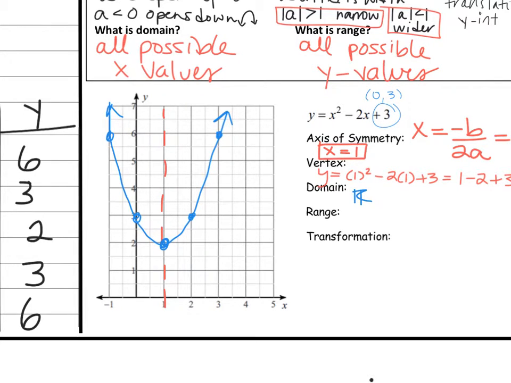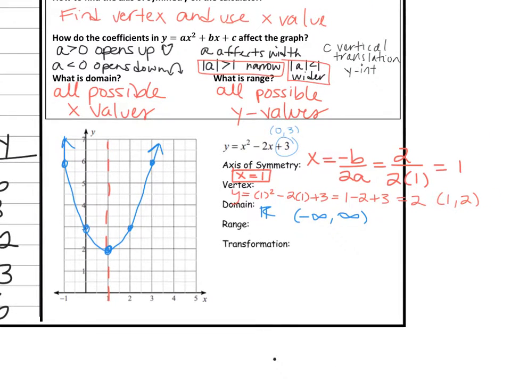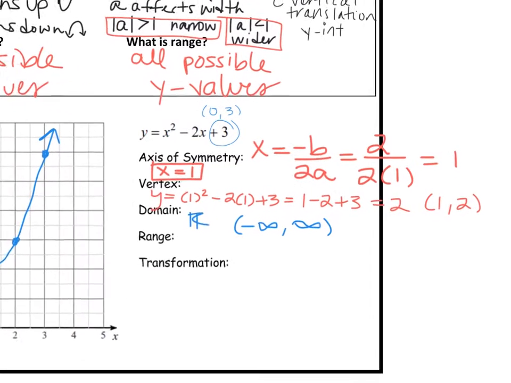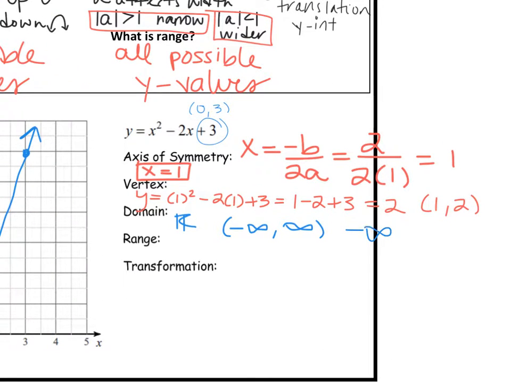If on the EOC they want interval notation, you could do this: negative infinity to positive infinity, in parentheses like that. What else could I write? Emma? Negative infinity is less than x, which is less than infinity. Great. So any of those will work.